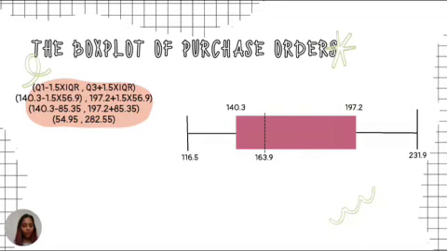197.2 plus 1.5 times 56.9. 140.3 minus 85.35, we will get the answer 54.95. For 197.2 plus 85.35, we will get the answer 282.55. So here 116.5 is the minimum value, and then 231.9 is the maximum value. 140.3 is Q1 and 197.2 is Q3, and 163.9 is the median.